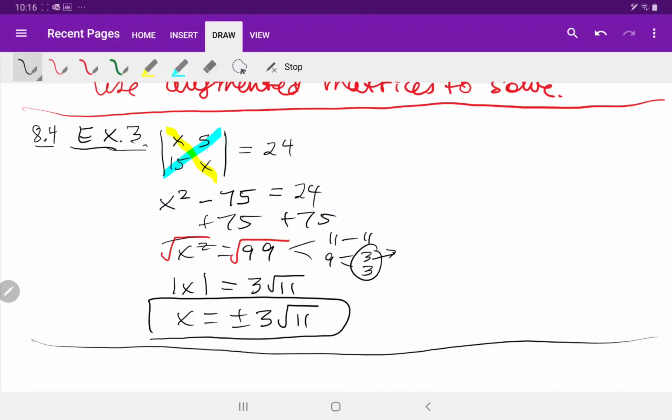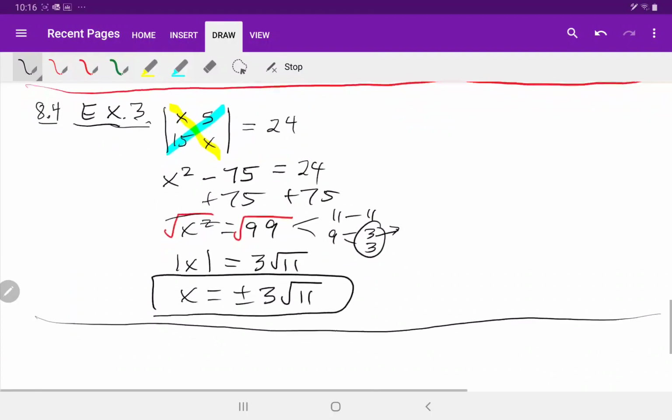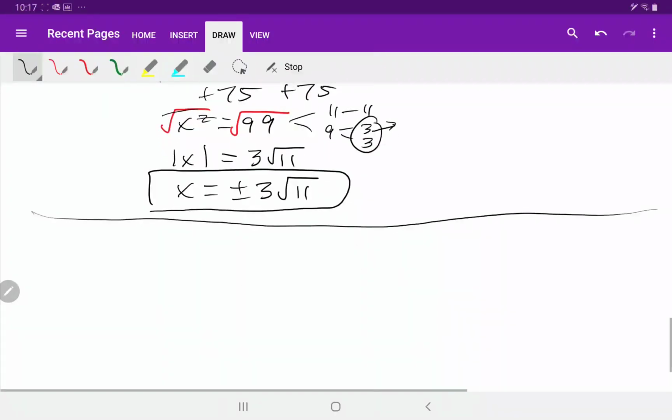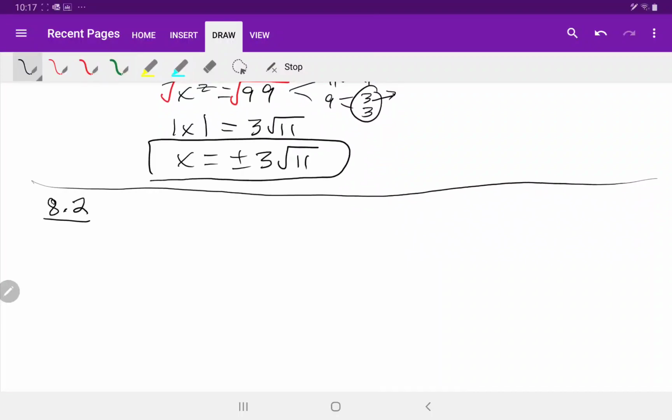Okay, so that was 8.4. There might have been another couple of questions in 8.4, but I think that you're going to know how to do them. So I didn't think that you needed an example for them. Okay, so this next one is 8.2. We're basically just going through all the application problems.